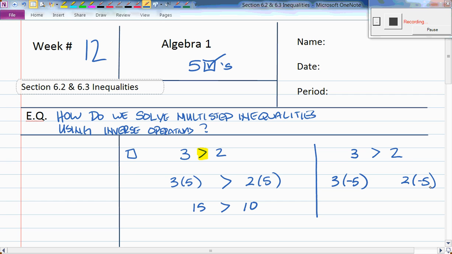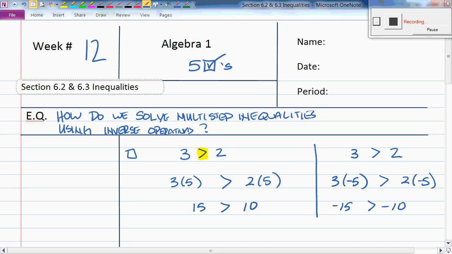Now, I want you to predict. Should that inequality sign stay the same? Okay, y'all say no. Let's investigate here. Let's assume I didn't know anything. Let's just say, oh, yeah, it must be the same. So this says negative 15 is greater than negative 10. But is that true? No, that's not true.